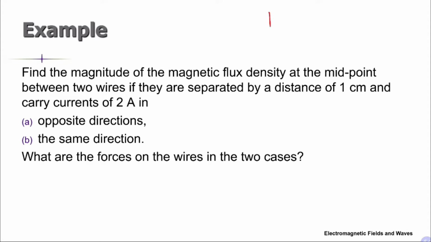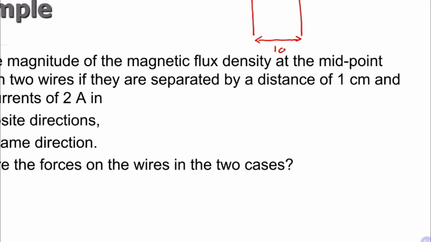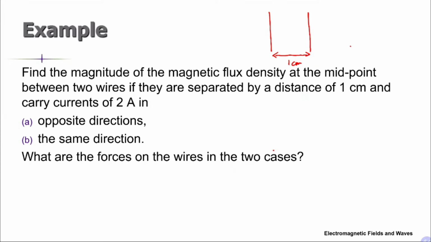So we have two wires separated by a distance of 1 centimeter. In the first case, the currents are in opposite directions. And then you're interested in the magnetic field at the midpoint.